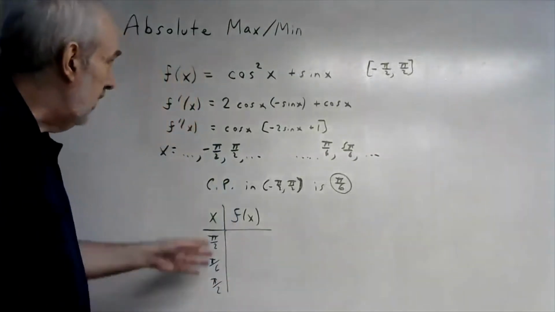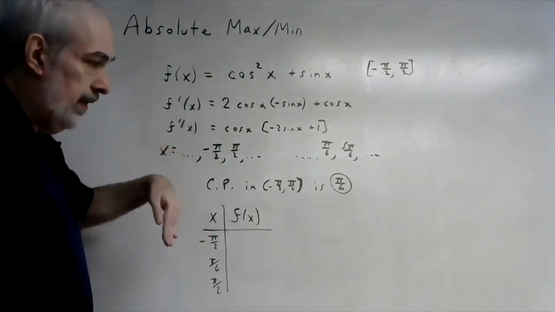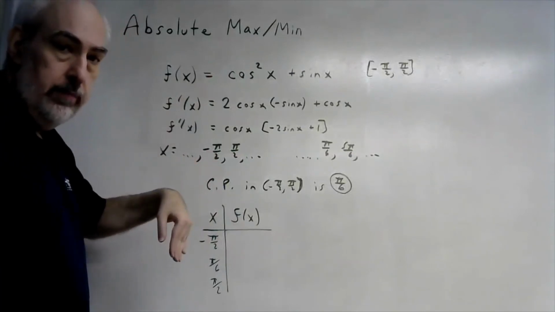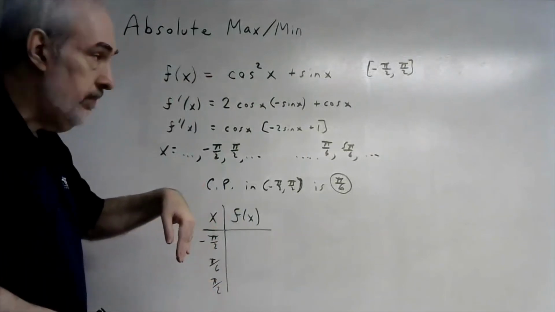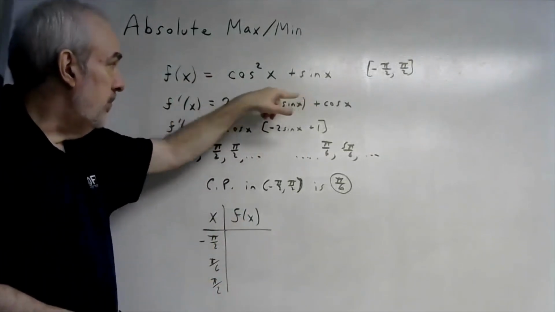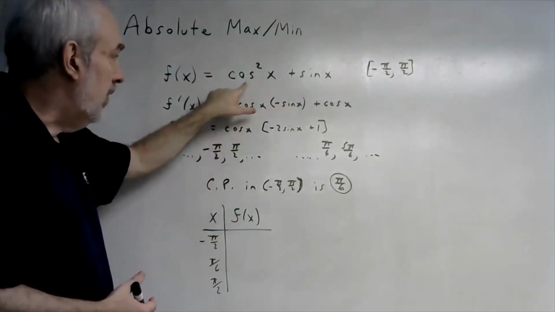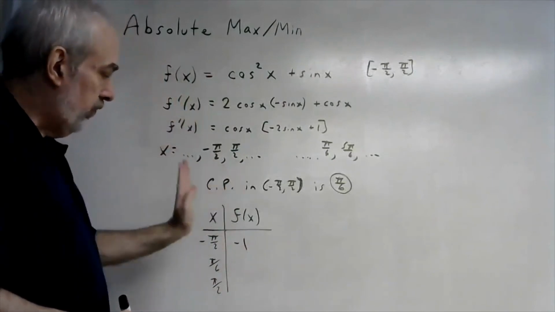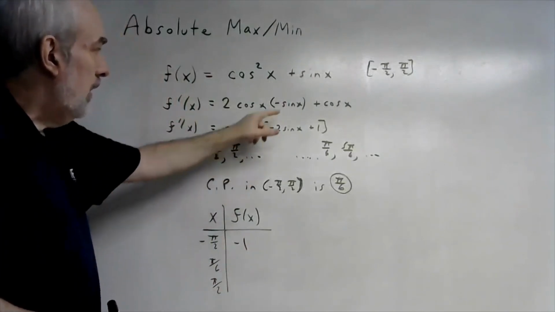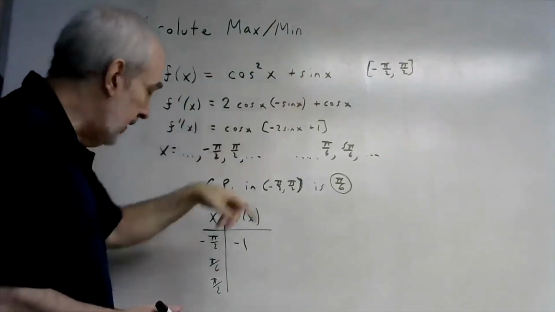And then plug these into the original function. Okay, negative pi over 2, that's straight down on the unit circle. Remember that sine is your y-coordinate. The y-coordinate would be -1. Therefore, this is -1. Cosine is your x-coordinate. Straight down, your x-coordinate is 0. So that's 0 plus -1. Pi over 2, well, that's straight up on the unit circle. And sine is your y-coordinate, so that would be +1. This is still 0, so you wind up getting +1.